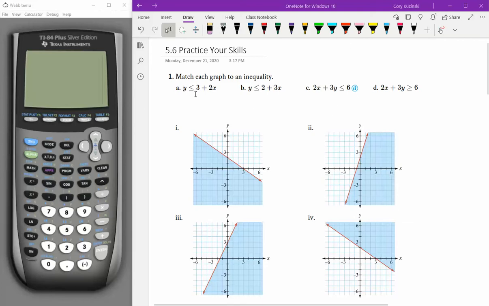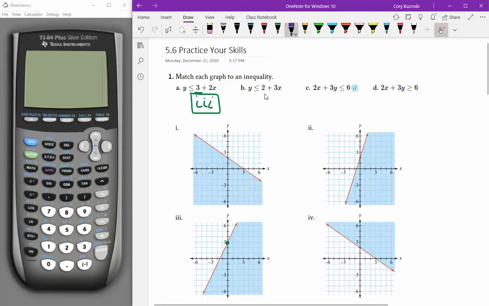This one should have a y-intercept of 3 and a positive slope of 2. And the only one I see with a y-intercept of 3 and a positive slope, well, it's the only one with a y-intercept of 3. So that's got to be A. So graph 3.